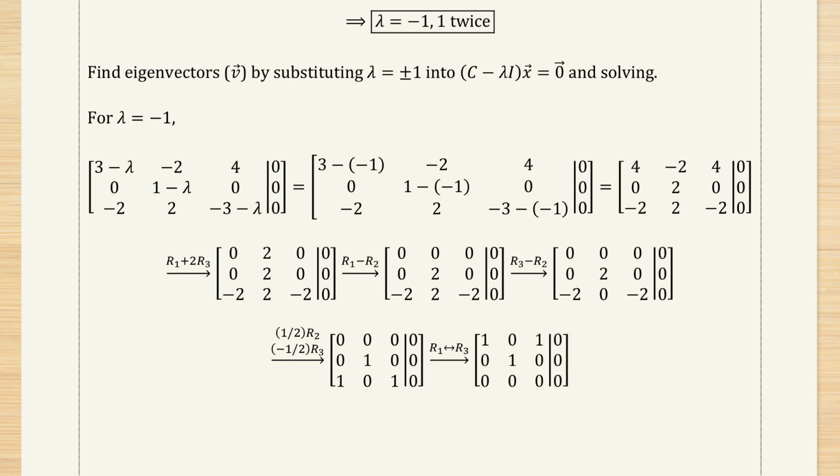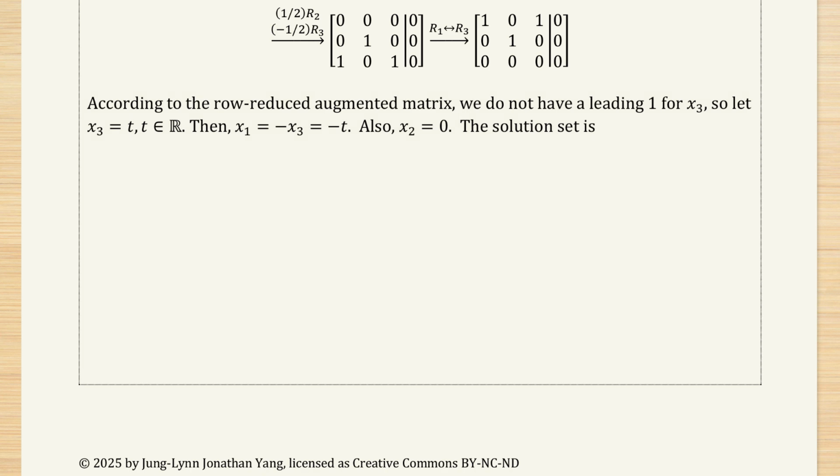We have our solution. We don't have a leading 1 in the third column corresponding to x3. Therefore, x3 will be our parameter. Let x3 equal t. Row 1 says x1 plus x3 equals 0. Rearranging for x1, x1 equals negative x3. Since x3 is t, x1 equals negative t. And x2 is equal to 0.